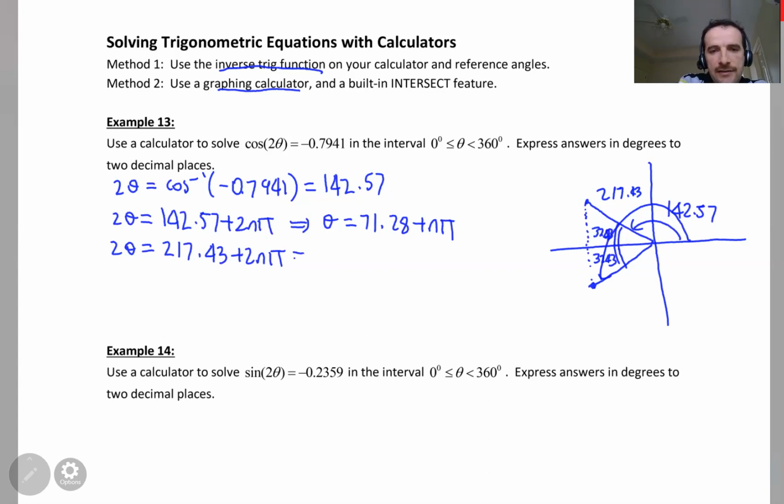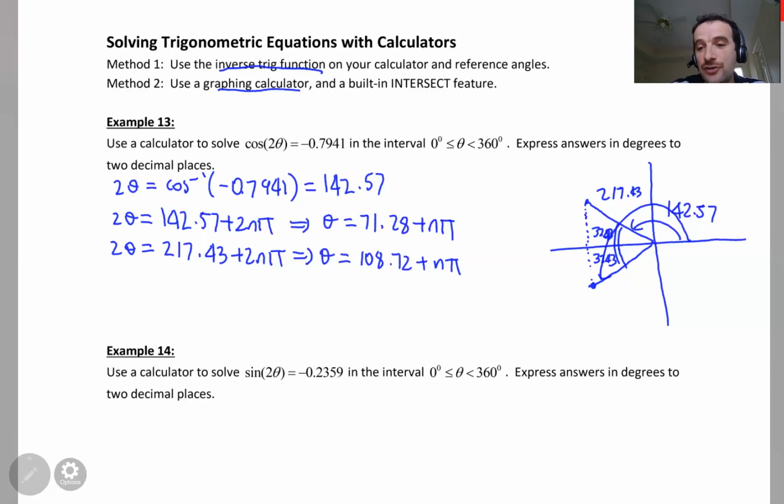Secondly, we get theta is equal to, and if you divide both sides again by 2, what we will get here is 108.72 plus n pi. Now these are the general solutions.